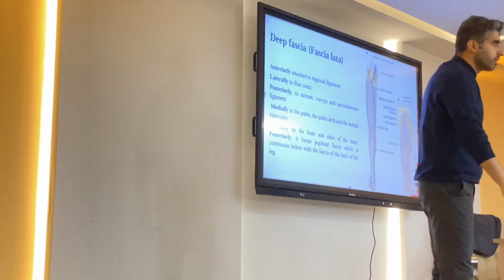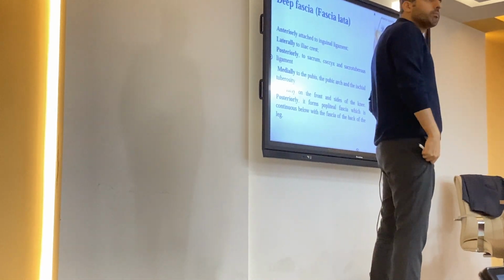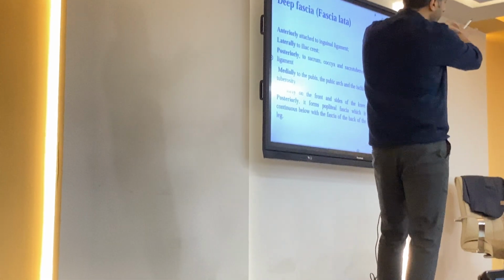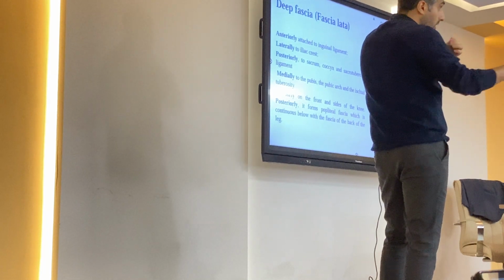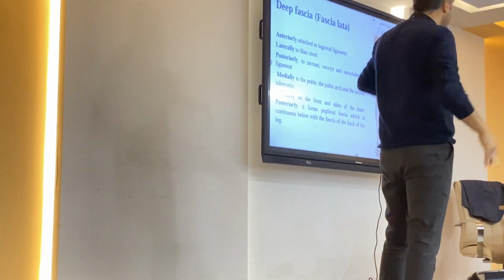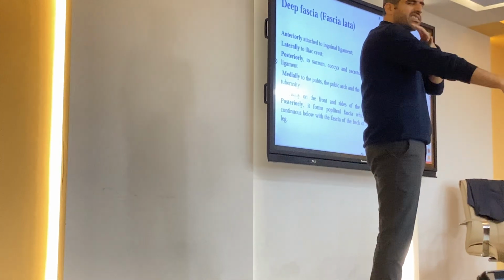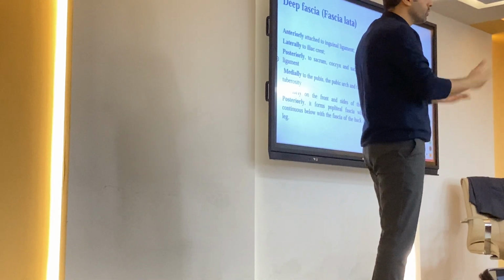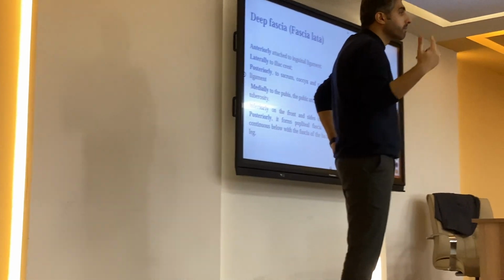Fascia lata. Deep fascia. In most regions of the body, deep fascia has a name. I told you, the layers of the body: first layer is skin, second layer is superficial fascia, after superficial fascia, deep fascia. Deep fascia in the body always has a name, except in the upper limb. We don't talk about the name of the deep fascia there, we just say deep fascia around the muscle. So here, in the lower limb, it has a name.